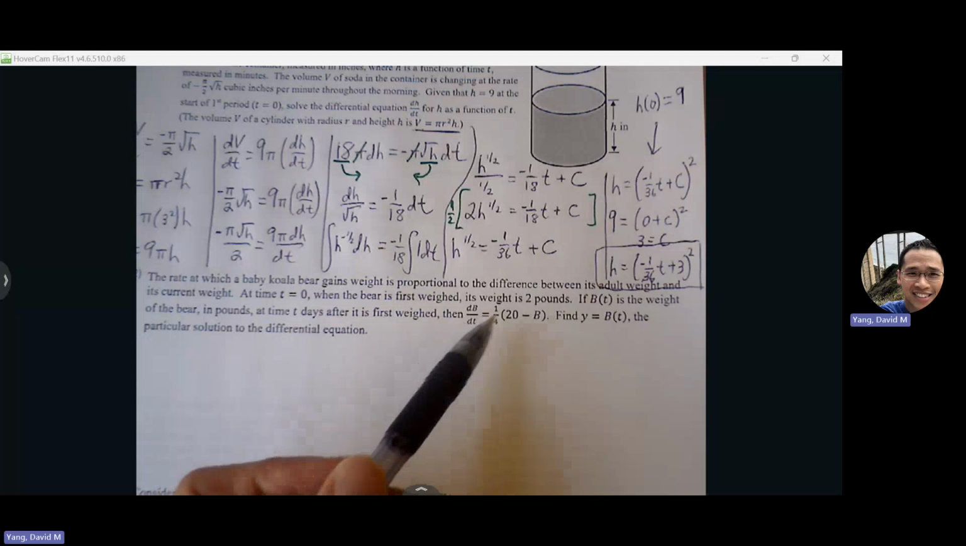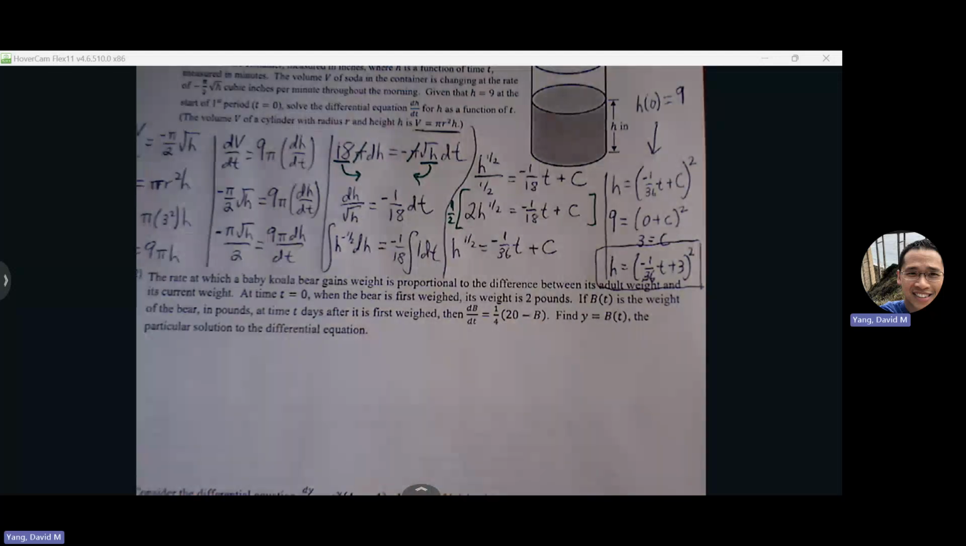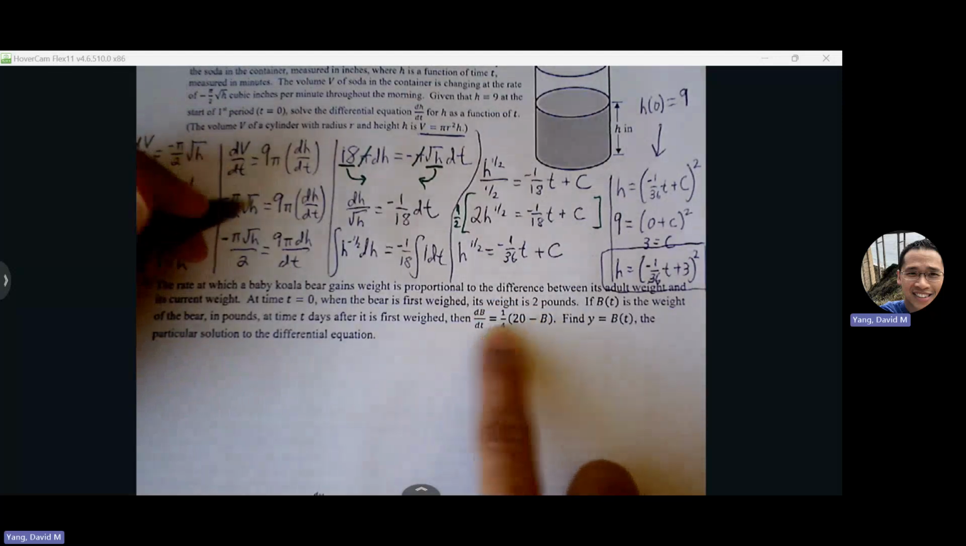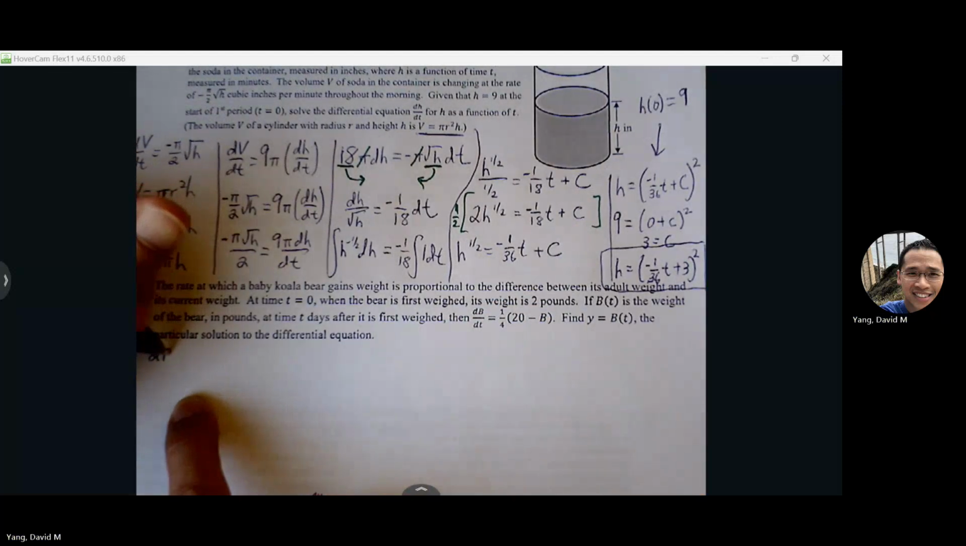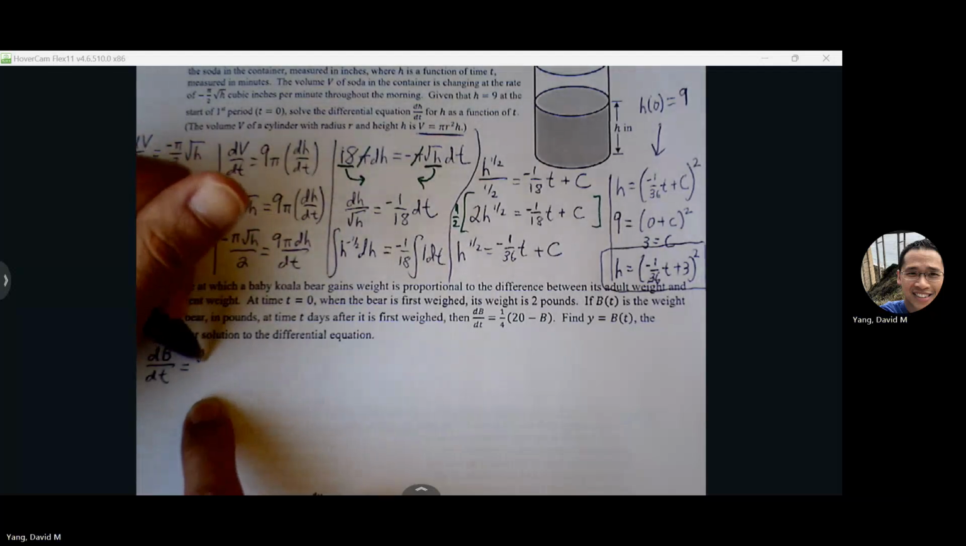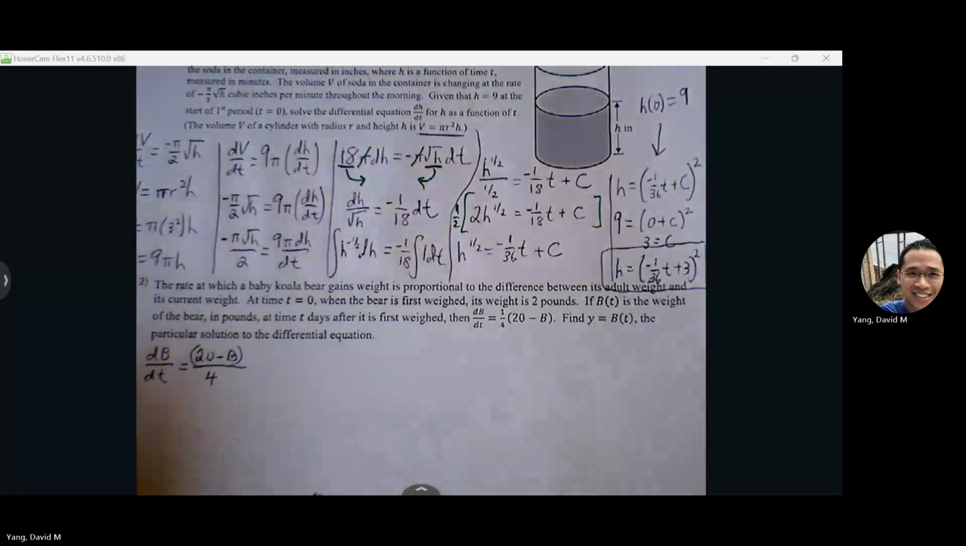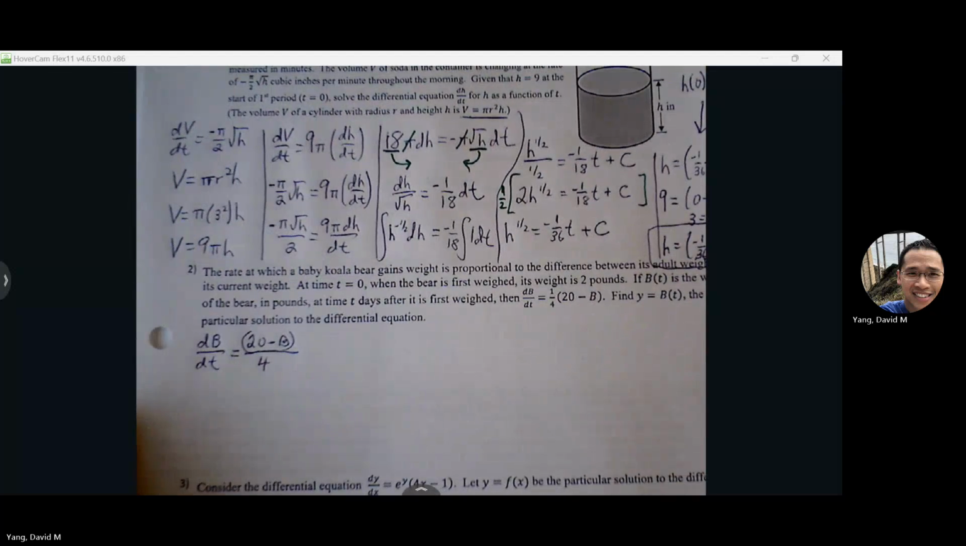So just like before, time is the independent variable. We'll treat time as our x, and B is kind of like our y. So we're going to eventually group all of our B's together on the left and everything related to t on the right. So I'm going to go ahead and work on cross multiplying, trying to get the dB and dt lined up.